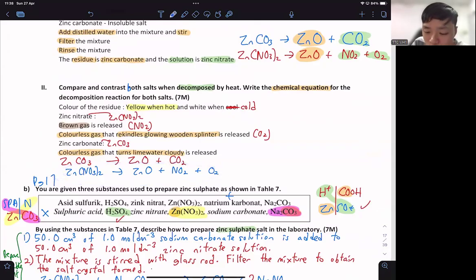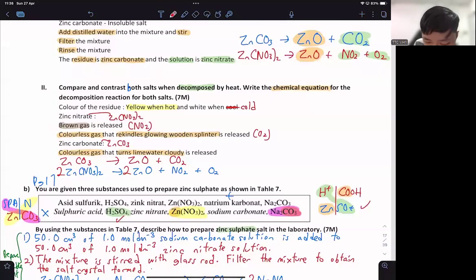So balance the equation. Notice the O on the right has 6: 3 times 2 is 6, and on the left 1 plus 2 plus 2 is 5. Oxygen, what should I do? If you find 6 and 5, an even number and an odd number, you should multiply the longest chemical formula by 2. So zinc nitrate multiply 2. Then your zinc oxide multiply 2.